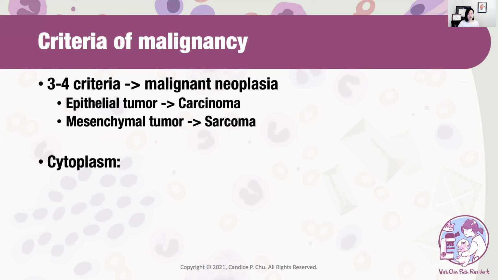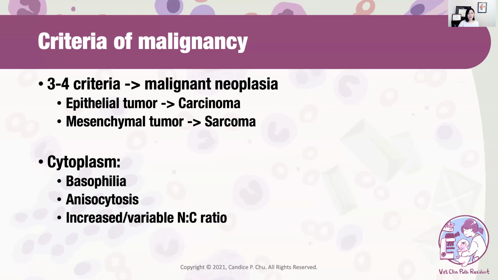If we're focusing on the cytoplasm, then you can think about some examples. For example, basophilia, where the cells look more basophilic, more bluish. Or different cells have size variation, which we call anisocytosis. Or different cells have increased or variable N:C ratio, so they don't look homogeneous and look very different from each other.